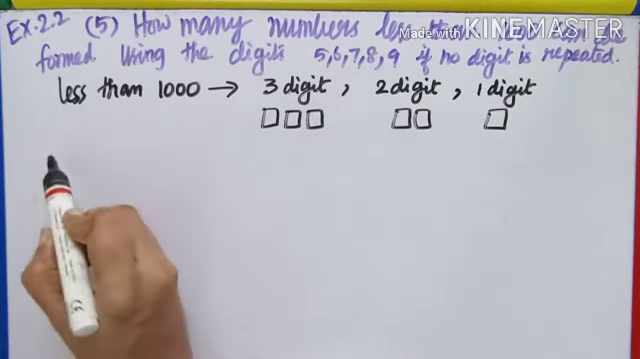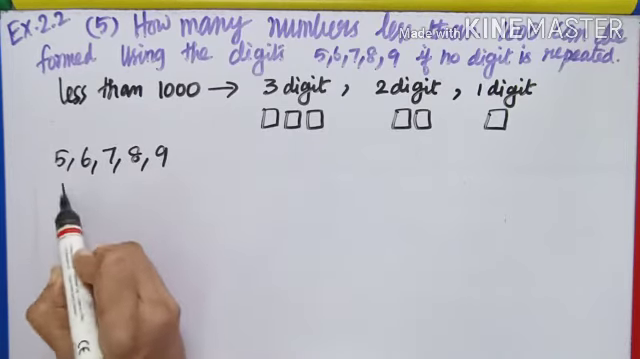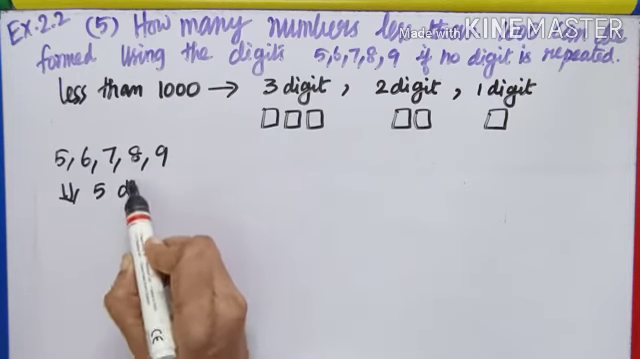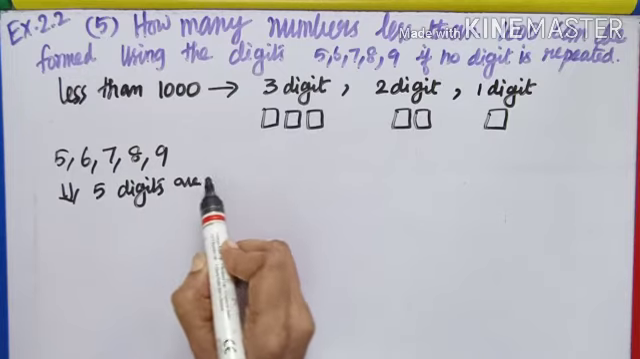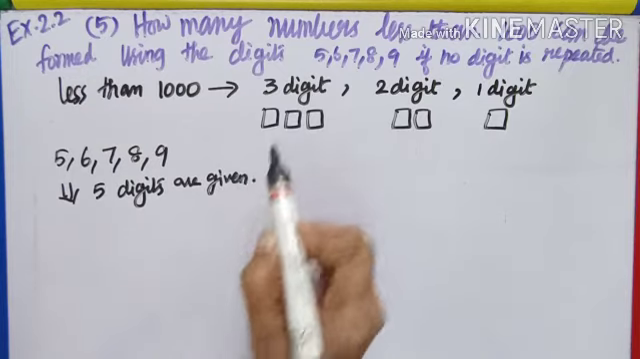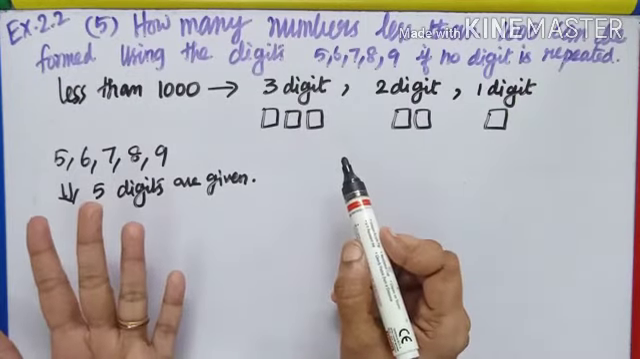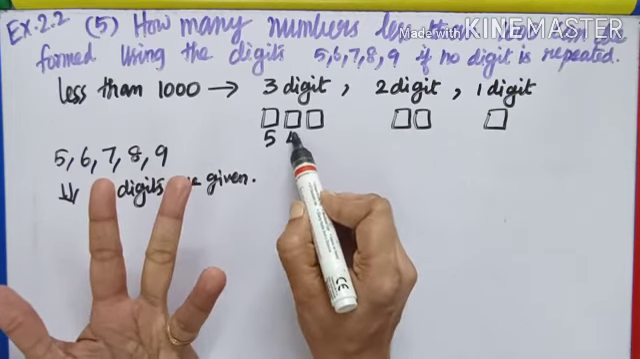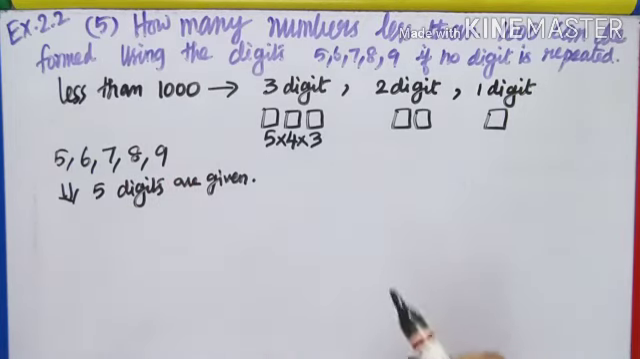So less than 1000 tells me it may be a 3-digit number, a 2-digit number, or a single-digit number. What is the possibility for a 3-digit number? How many numbers are given? 5, 6, 7, 8, 9, that is 1, 2, 3, 4, 5 digits are given. And I want to fill up 3 digits. How will I fill? Out of the 5, 1 will go here. Remaining 4. 1 will go here. Remaining 3. So I will say 5 into 4 into 3.